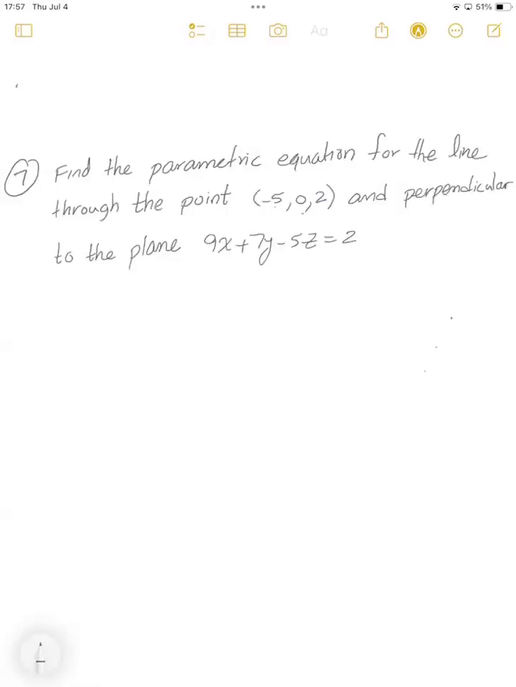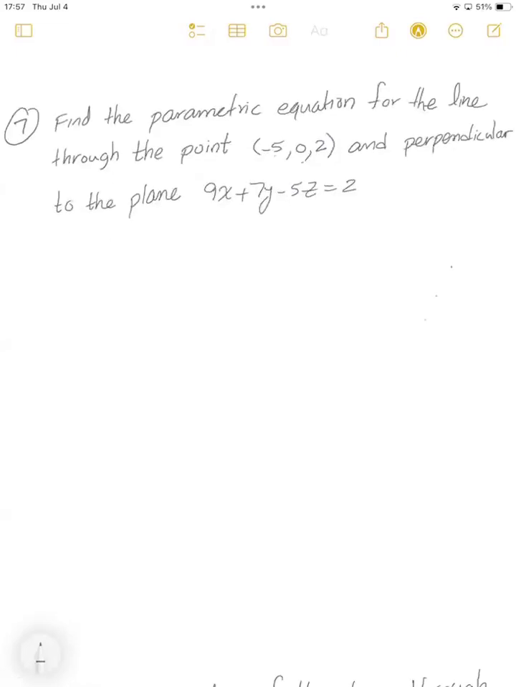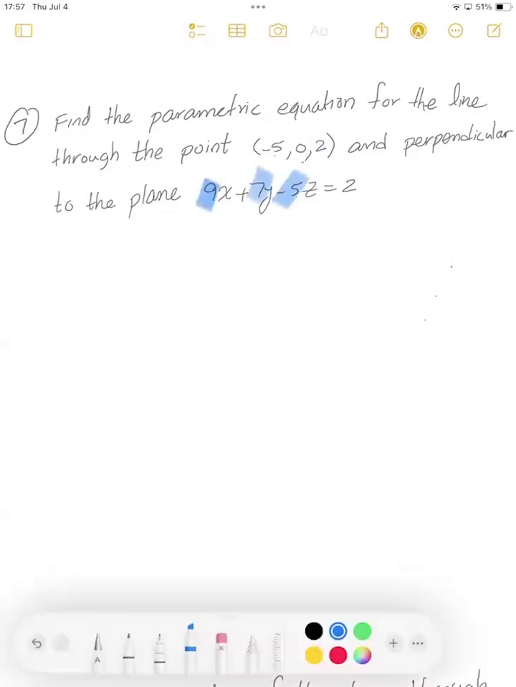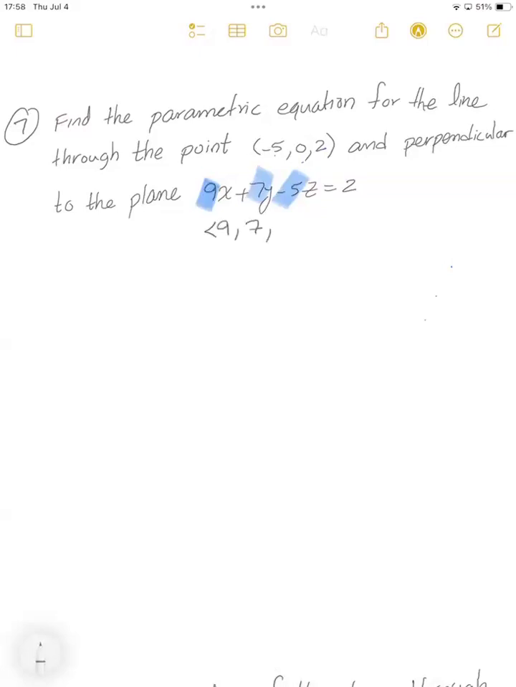Find a parametric equation of the line that is going through this point and is perpendicular to this plane. So I just want to remind you that if we have such an equation for a plane, then the vector that is perpendicular to this plane is 9, 7, negative 5. This vector is perpendicular to our plane. So we want to find the equation of a line that goes through this point and is perpendicular to the plane. So our line is also going to have the same vector as this one.